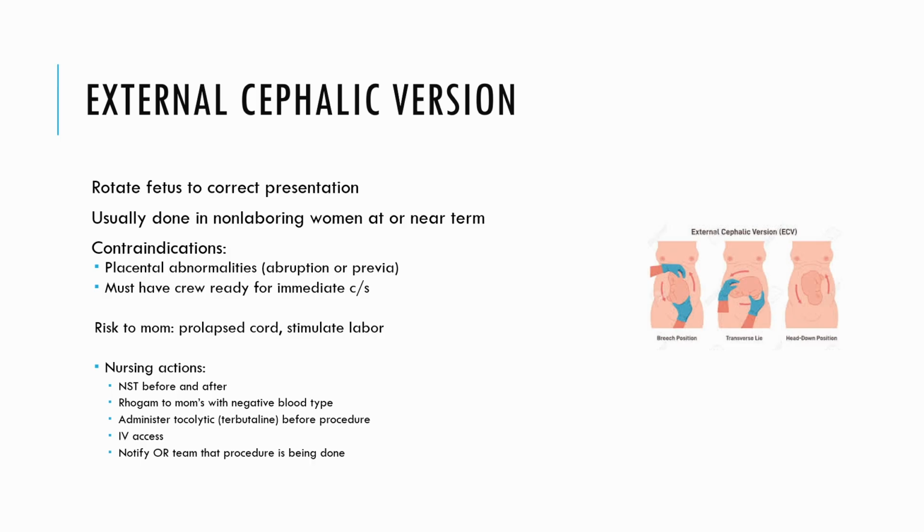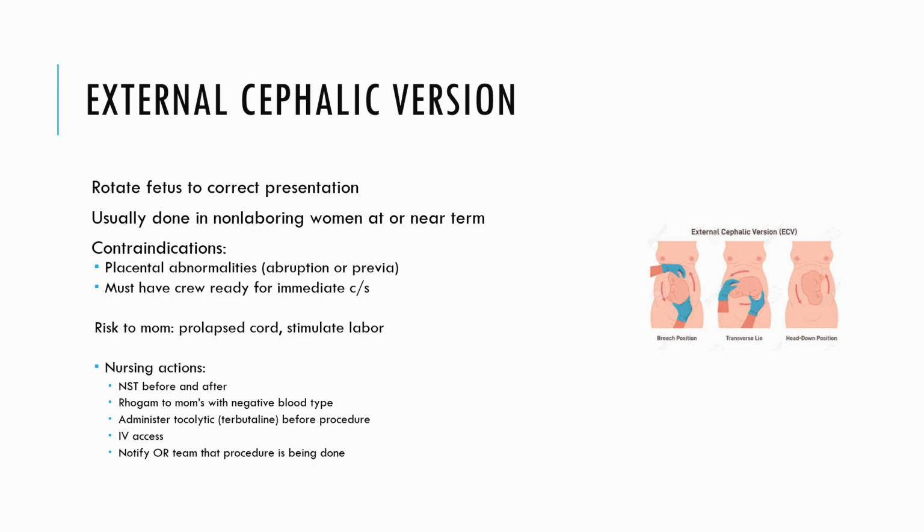One of them was terbutaline. This is the medication that they would administer before a version. What that's going to do is relax the uterus, making it not contract as they're pushing on the baby trying to get it to rotate. So it can make it a little bit easier to get that baby rotated.